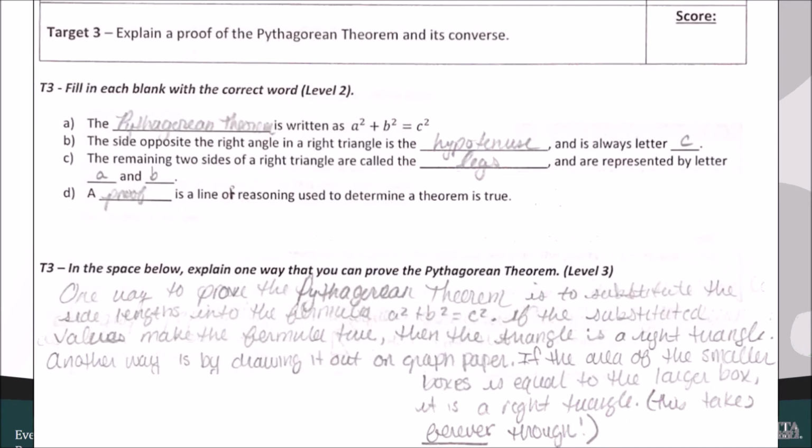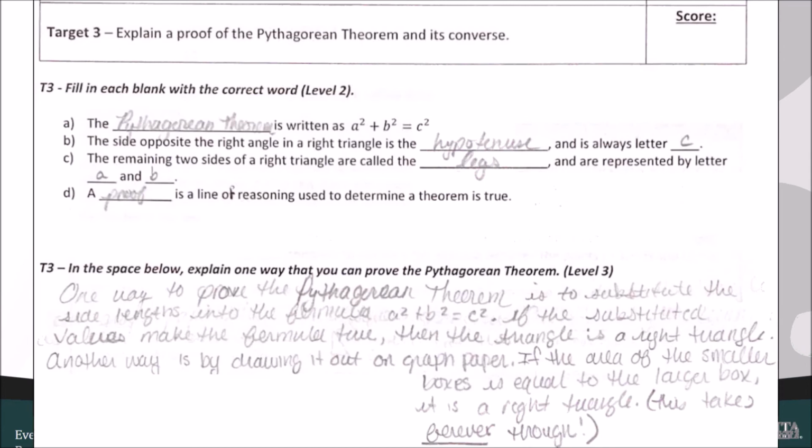In Andrea's level 3 answer, she goes on to discuss that if the values that we plug into our formula of Pythagorean theorem can make the formula true, then the triangle is a right triangle. With that sentence, she is showing her knowledge that the formula has to be true in order for our triangle to in fact be a right triangle. She also goes on to discuss that you can prove if it's a right triangle by using graph paper, calculating the area of our boxes around the triangle, which she very well states that this could take forever though, which it does take a long time.